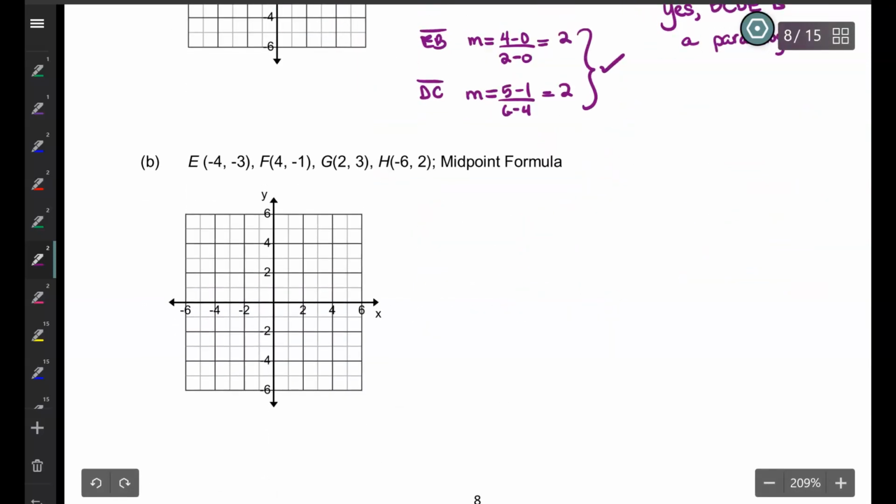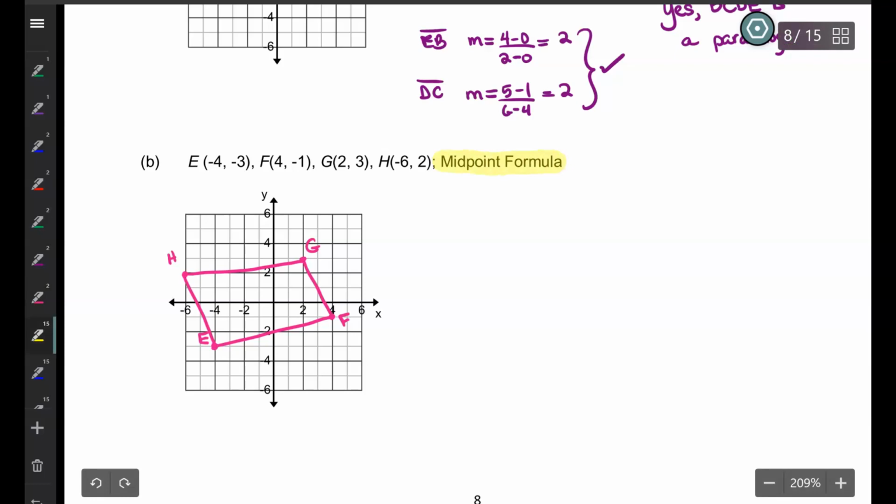Okay, one more last problem here. We have EFGH. Let's go ahead and graph it first. So E is at (-4, -3). F is at (4, -1). G is at (2, 3). And H is at (-6, 2). Okay, this one looks a little bit off, but we've got to verify it.